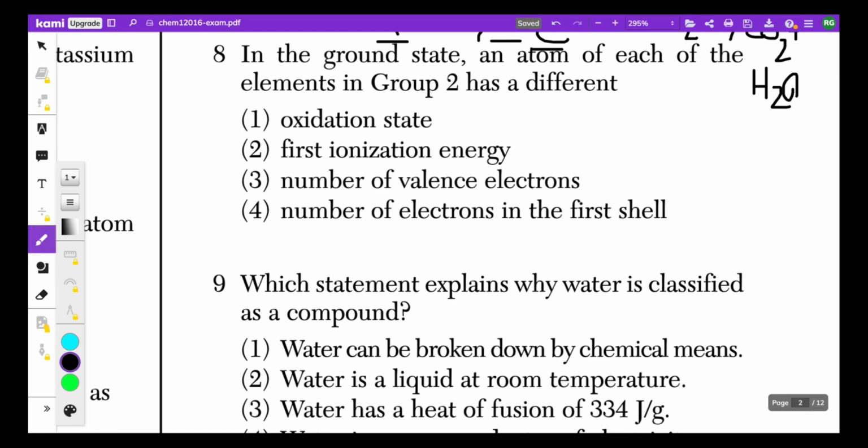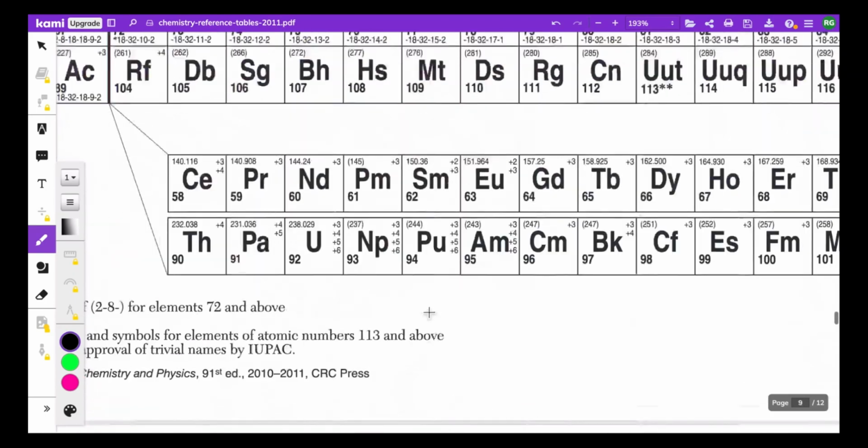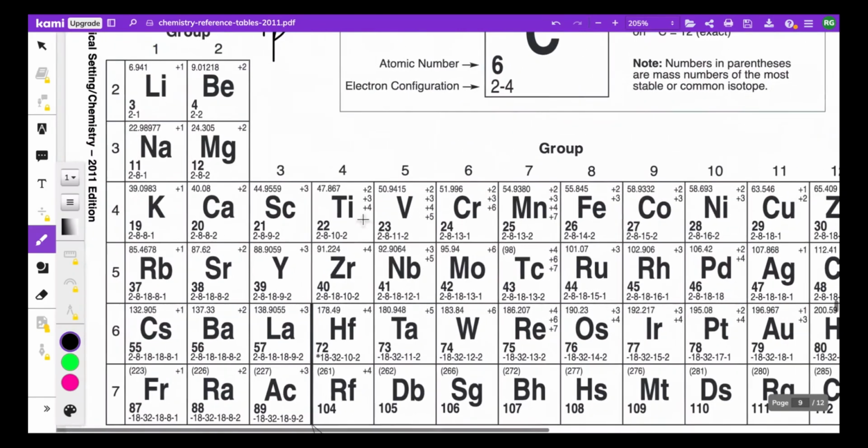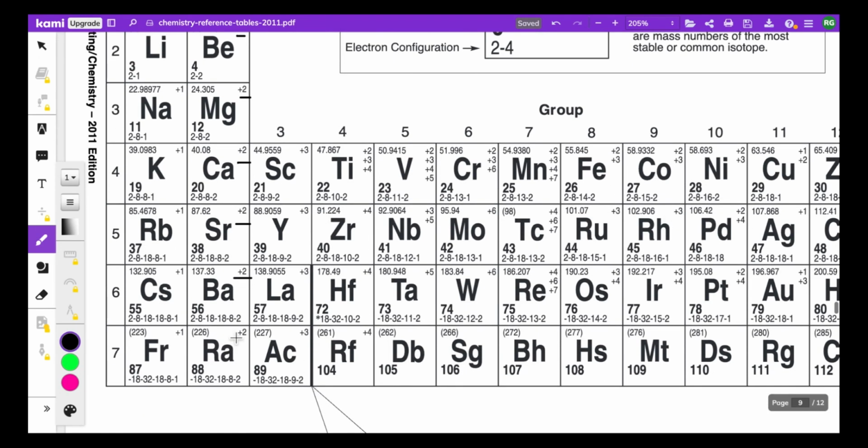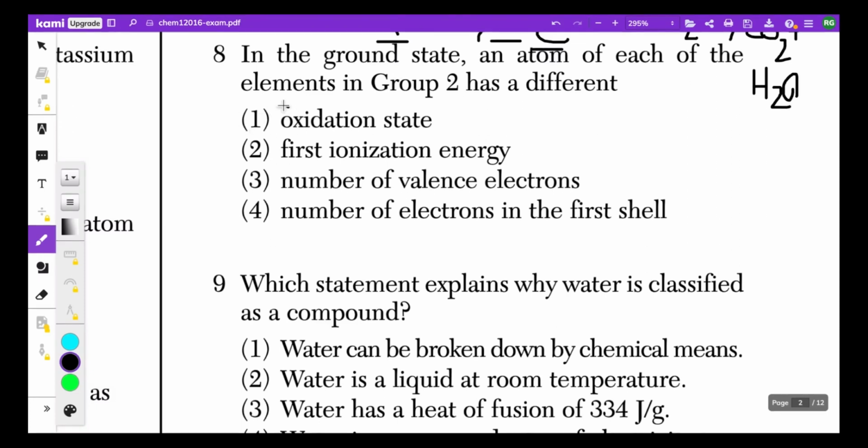In the ground state, the atom of each element has what? That's different what? Let's look at number 1, oxidation state. Alright, so we're looking at group number 2. And oxidation states are these numbers right up here. So you can see that every element has the same oxidation state in group 2. So therefore, number 1 can't be our answer.